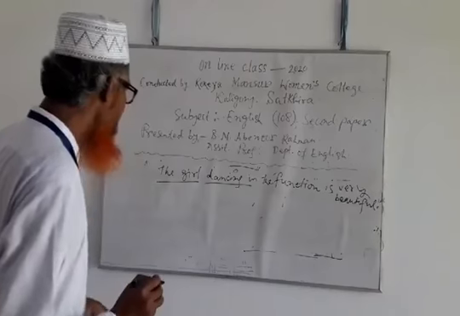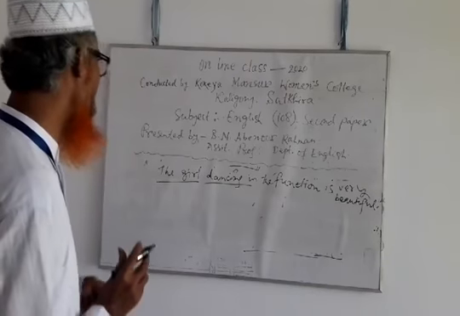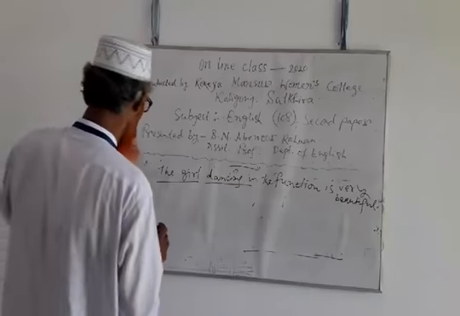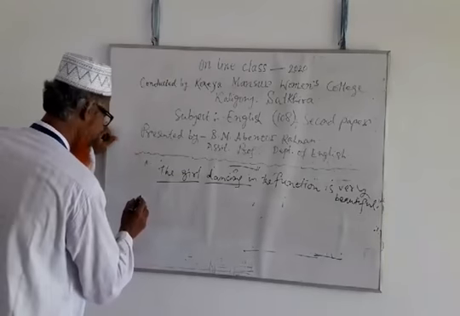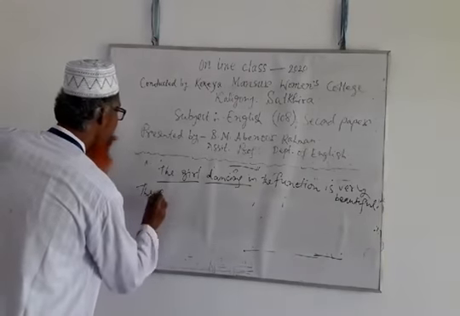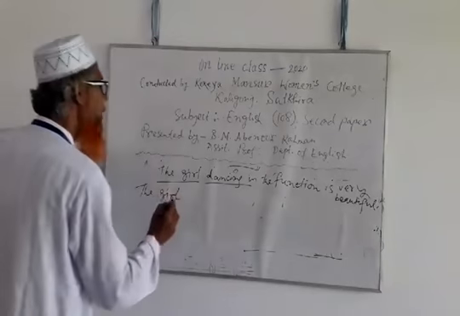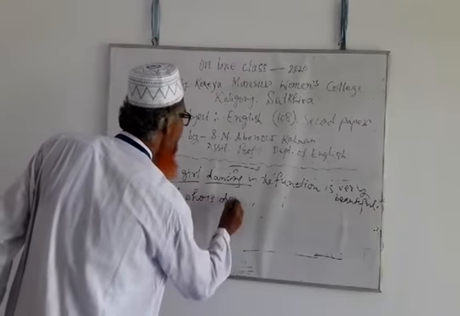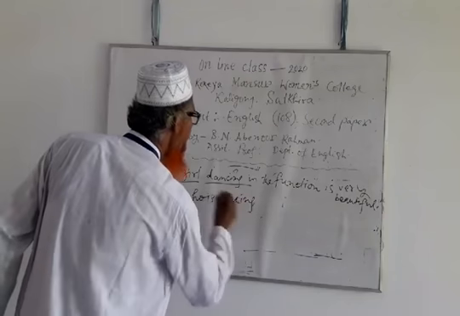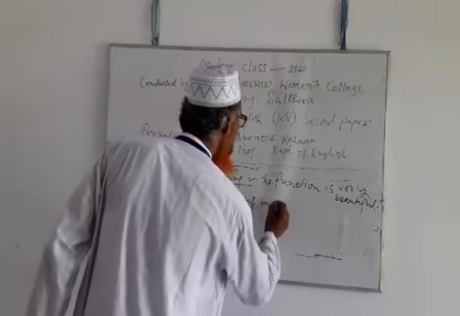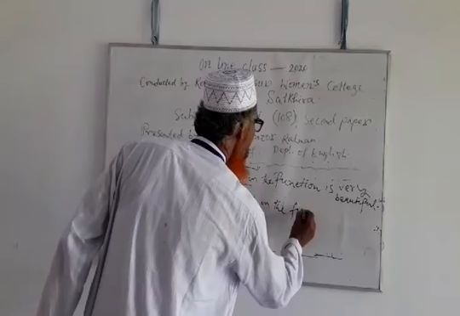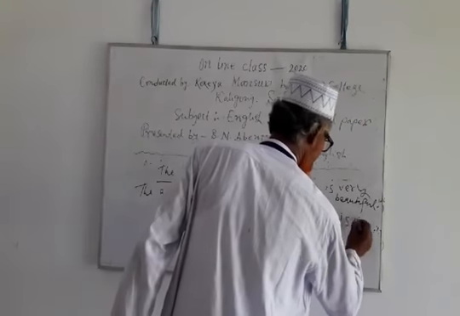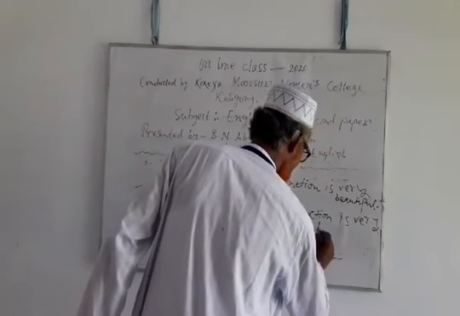So in making a complex sentence we have to use here the relative pronoun who. So we have to begin the sentence in this way: the girl who is dancing in the function is very beautiful.